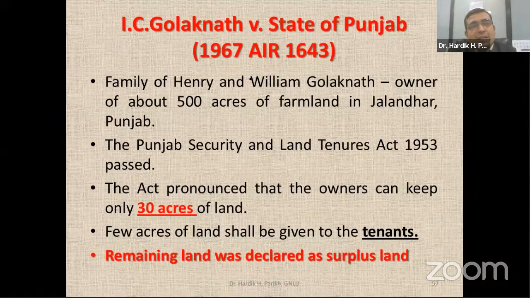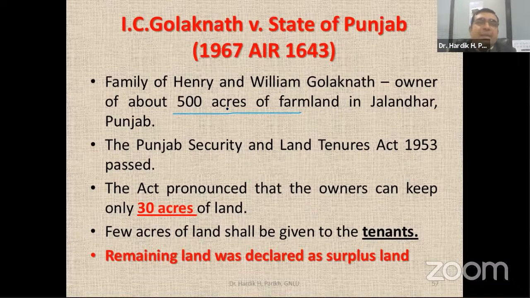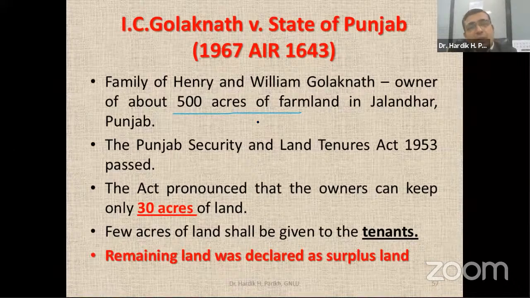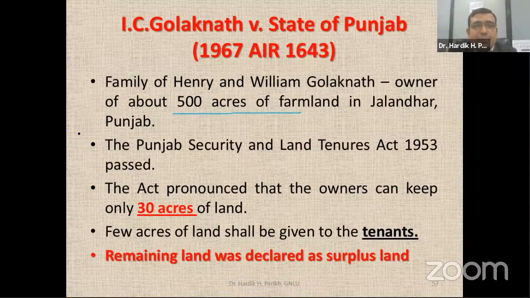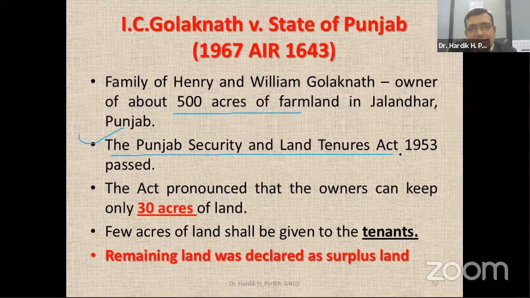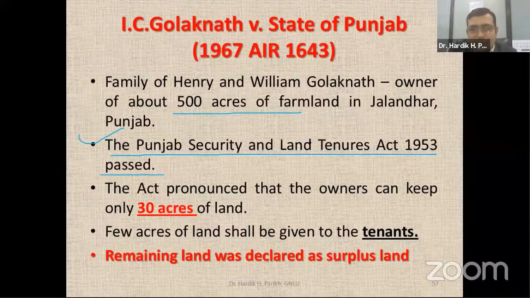There was a family, the Golaknath family, and they were owning 500 acres of farmland in Jalandhar in Punjab. It's a very huge area of land, and you must know that when you inherit the estate, being the successor of a king or emperor or princely state, you will always have a huge area of land. In order to curtail the rights of the owner, this law came, the Punjab Security of Land Tenures Act, 1953. Today, for a new generation in 2021, this kind of law is not visible on a very large scale.